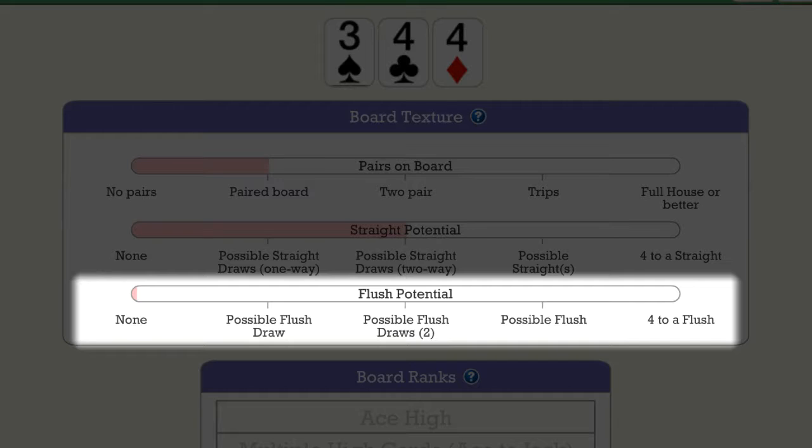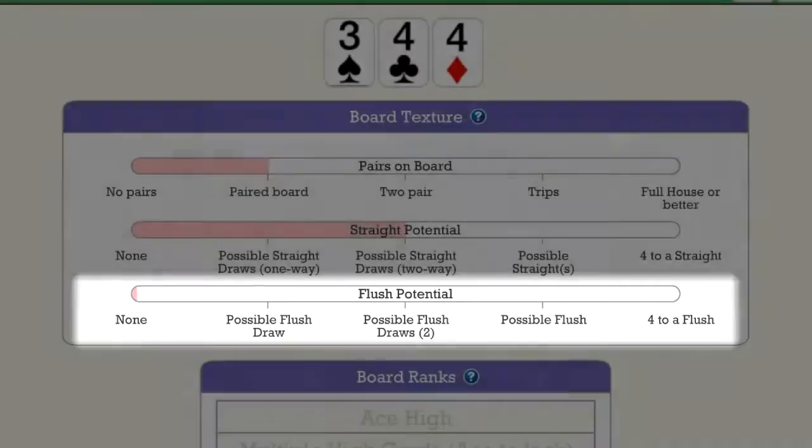This final bar looks at flush potential, and it's very similar to straight potential, so I won't discuss it all in detail. Possible flush draws 2 means there are 2 potential flush draws. This could occur on the turn only, for example if there were 2 spades and 2 hearts on the board. By the way, when you get to the river, the labels on these bars will change slightly. Straight and flush draws aren't possible anymore on the river, since there aren't any more cards to come.